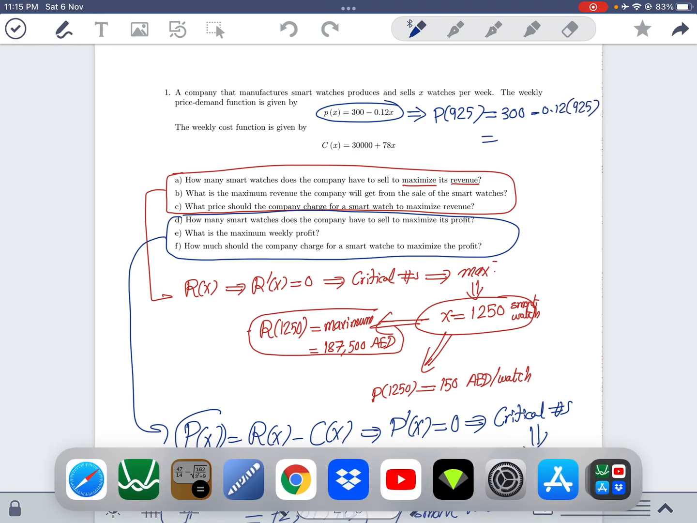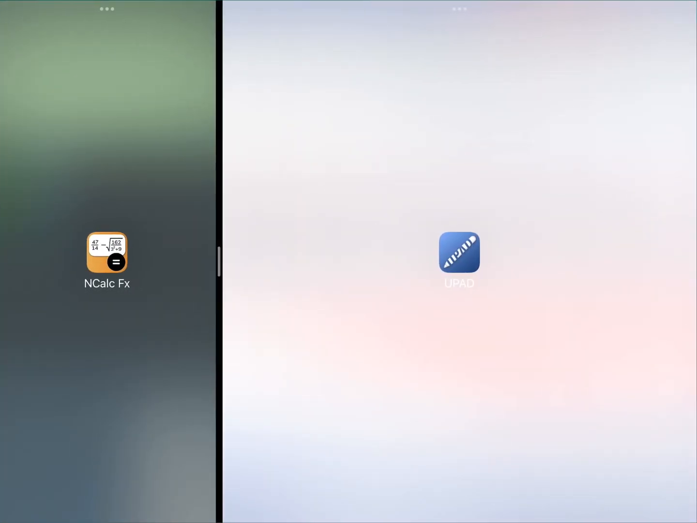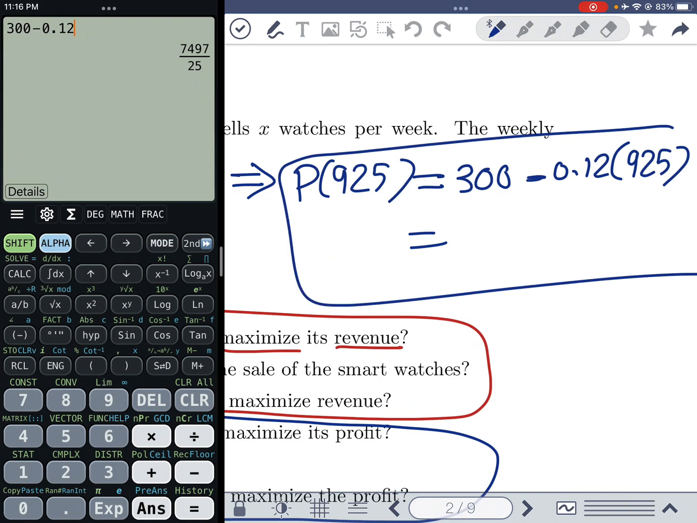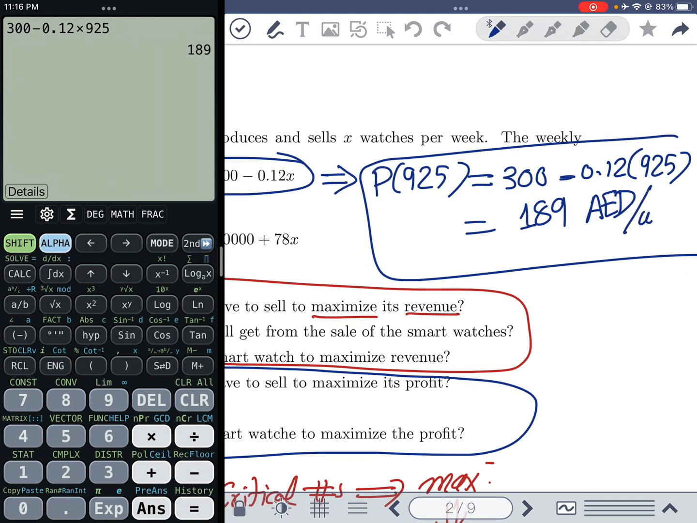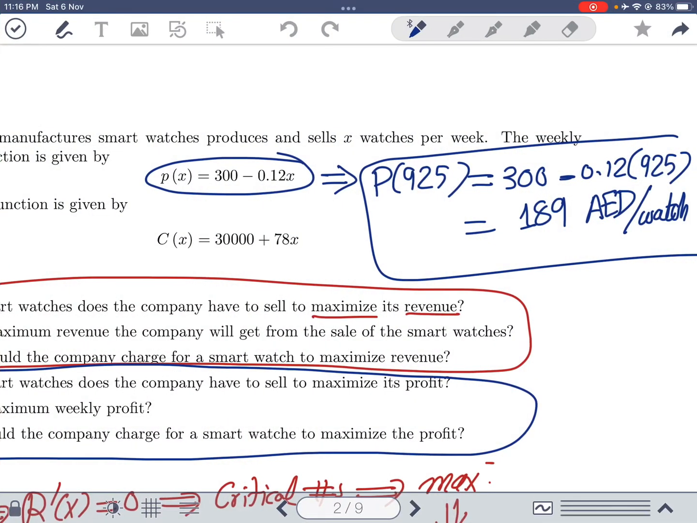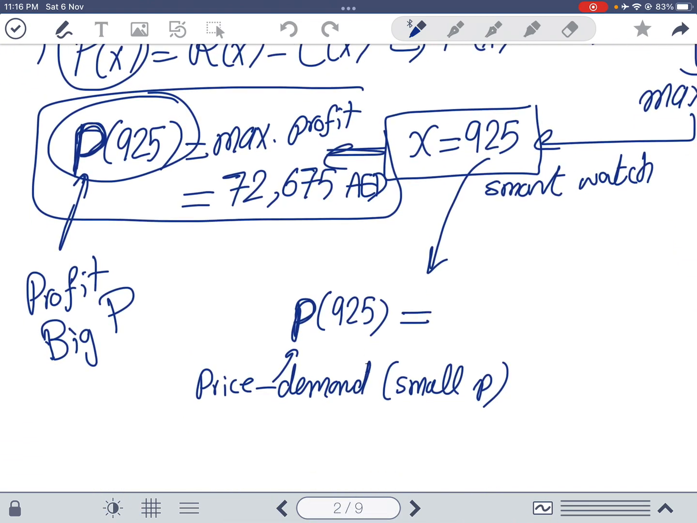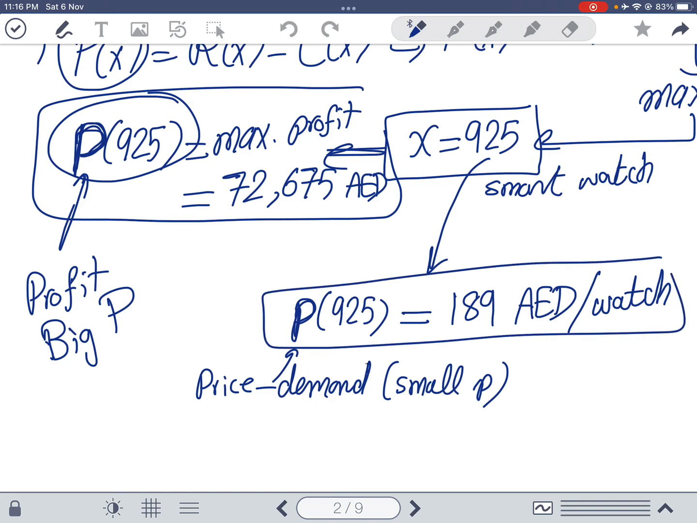And let me do it by the calculator. 300 minus 0.12 times 925 equals, yes, 189. The price is 189 dirhams per watch. So charge more than when you want to maximize the revenue. When we wanted to maximize the revenue, the price per watch was 150 dirhams. But if we want to maximize the profit, then we need to charge 189 dirhams per watch. So this is 39 dirhams more per watch to maximize the profit.